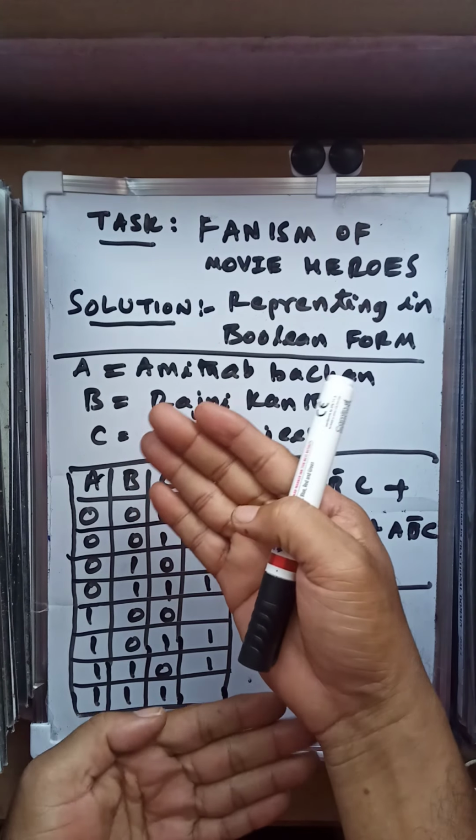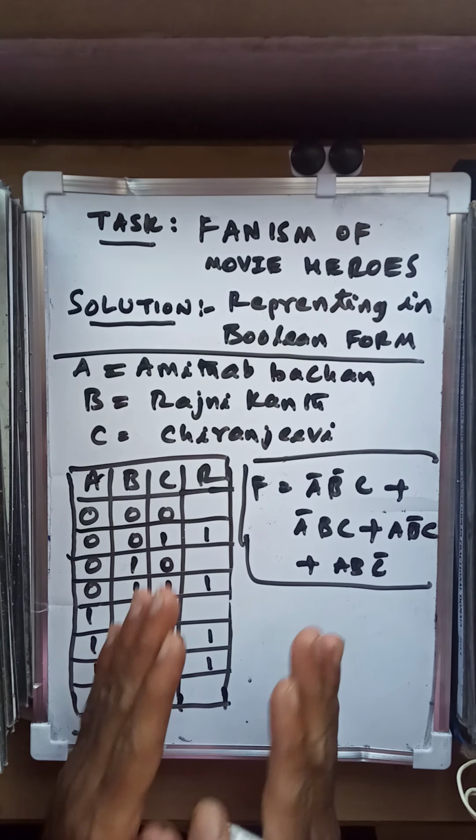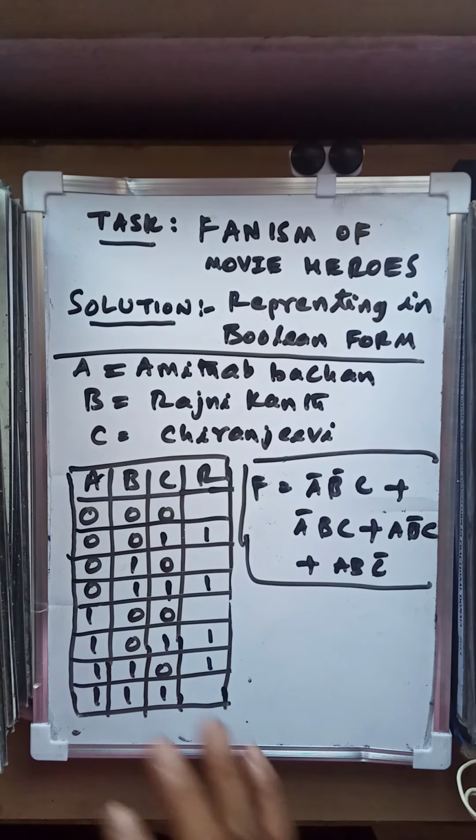Thus this is the task. A simple fanism concept can be implemented by using a Boolean function. This is what I am explaining in this task.